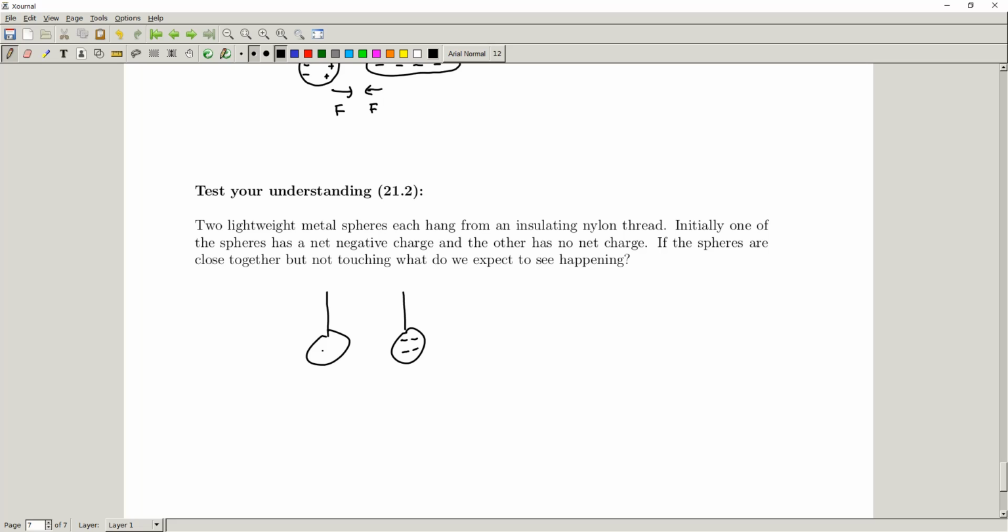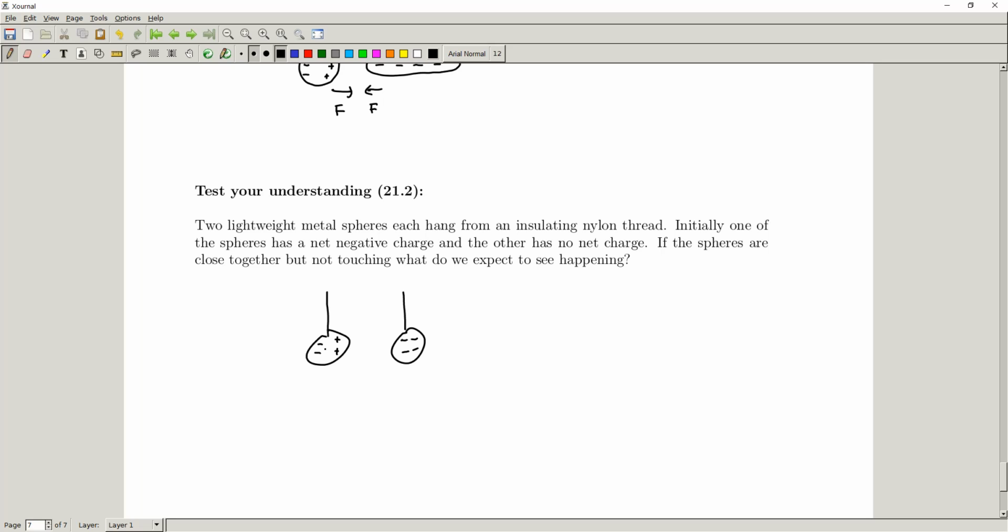If the spheres are close together but not touching, what do we expect to see happen? The textbook gives you some options if you read through there, but we'll just talk through it here. If they're hanging here and they're free to do whatever we want them to, what ends up happening? Well, we would expect the same thing that we saw above. Initially, we would start seeing a buildup of positive charge on the right side of our neutral sphere and negative charge on the left-hand side because of induction. The negatively charged sphere is going to induce charge in this electrically neutral sphere.